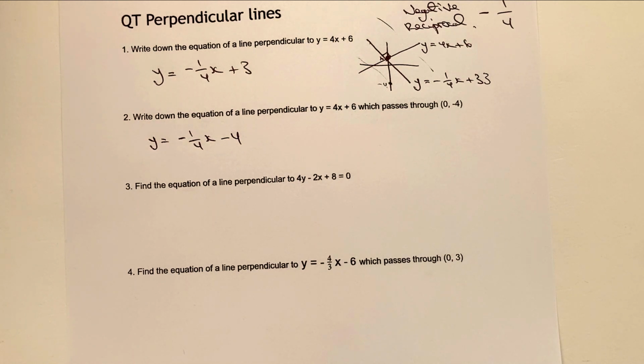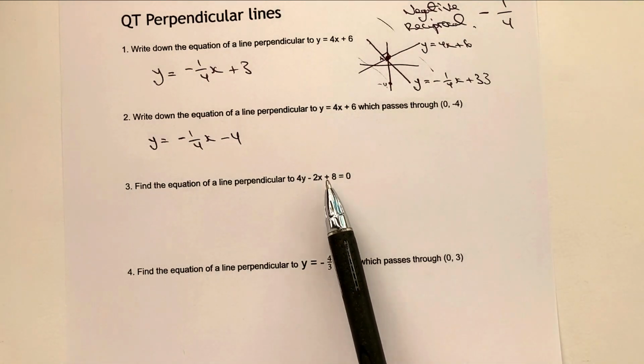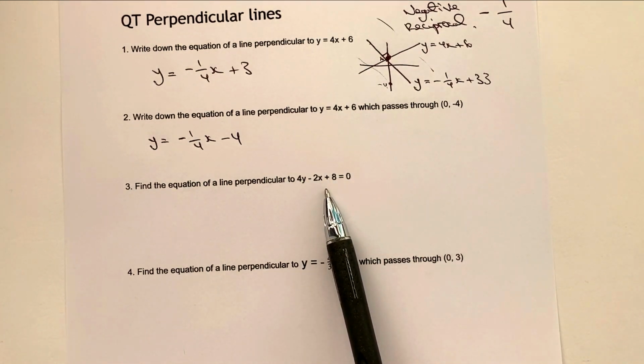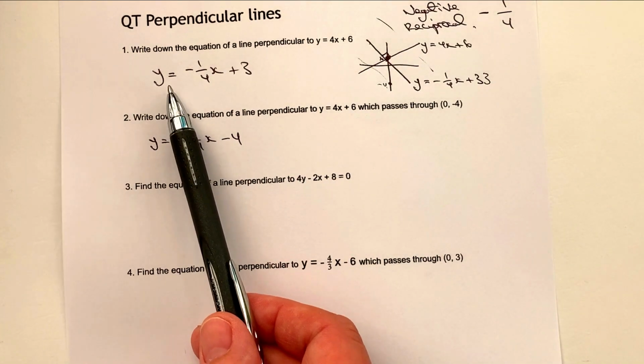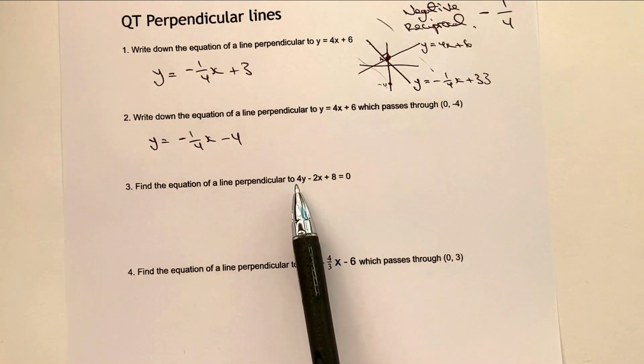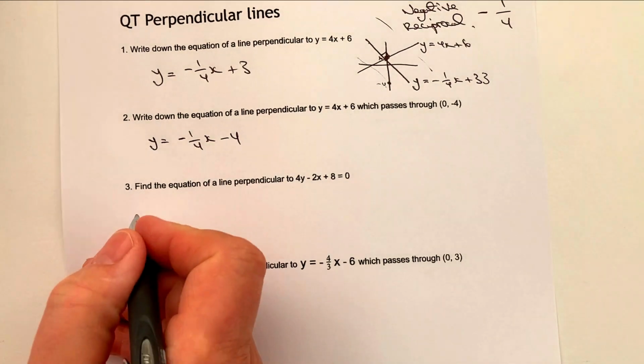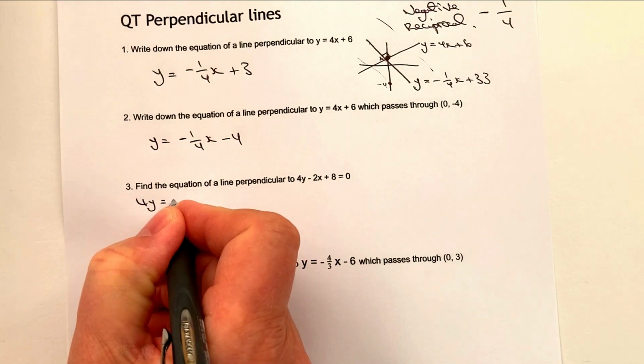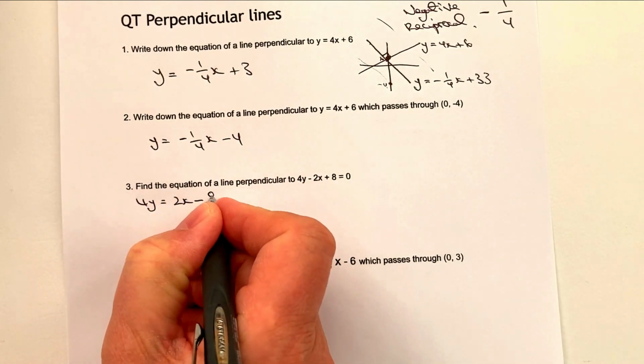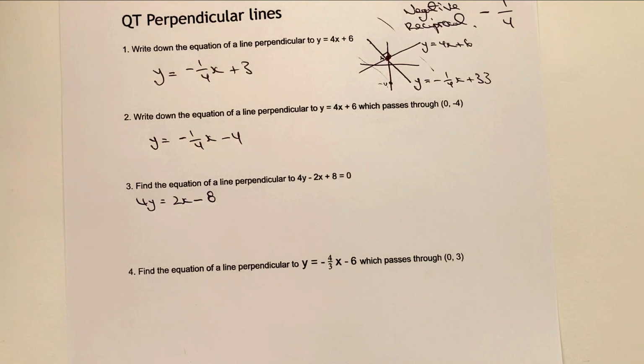Now the difficulty comes where they swap things around. So this is the equation of a line, but it's not in the form y equals mx plus c. So what we need to do is change it to the form that we can work with. I can rearrange this to 4y equals 2x minus 8. If you're not sure what I'm doing here, have a look at the playlist on rearranging formulas, and hopefully that'll help.